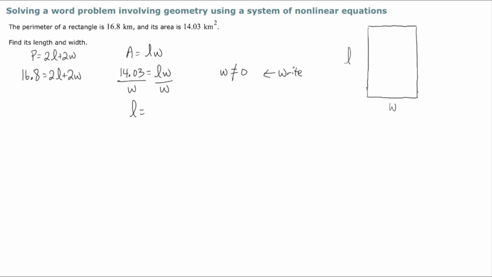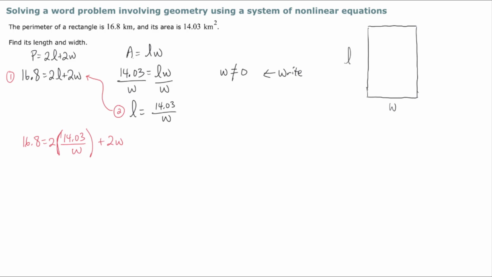Now we have L is equal to 14.03 over W. We're going to call this equation 1 and call this equation 2. And we're going to use a substitution method where we're simply going to sub equation 2 into 1 and see what happens. So whenever you see an L, we're going to put parentheses. We're going to write 16.8 equals 2 times L, but instead of L, we're going to write parentheses 14.03 over W plus 2 times W.